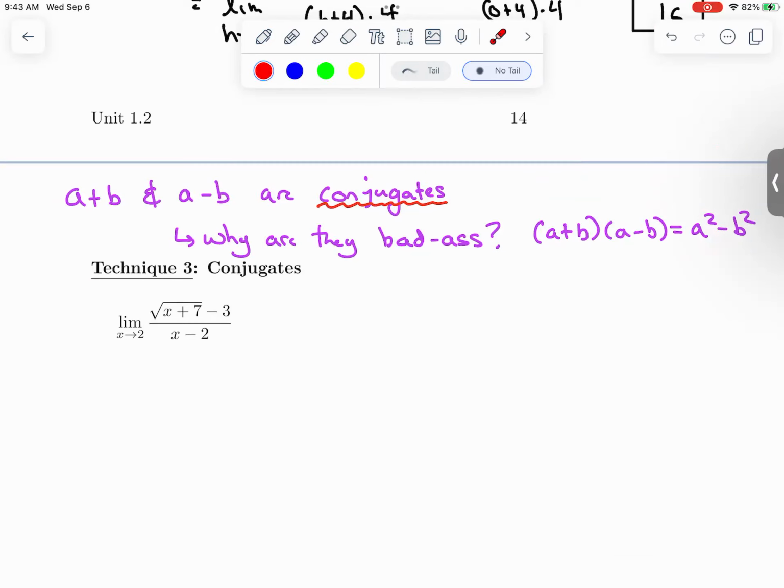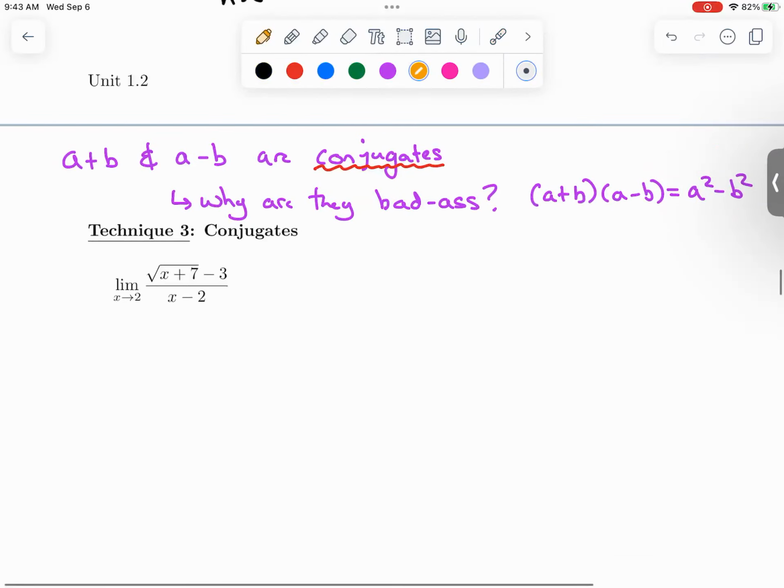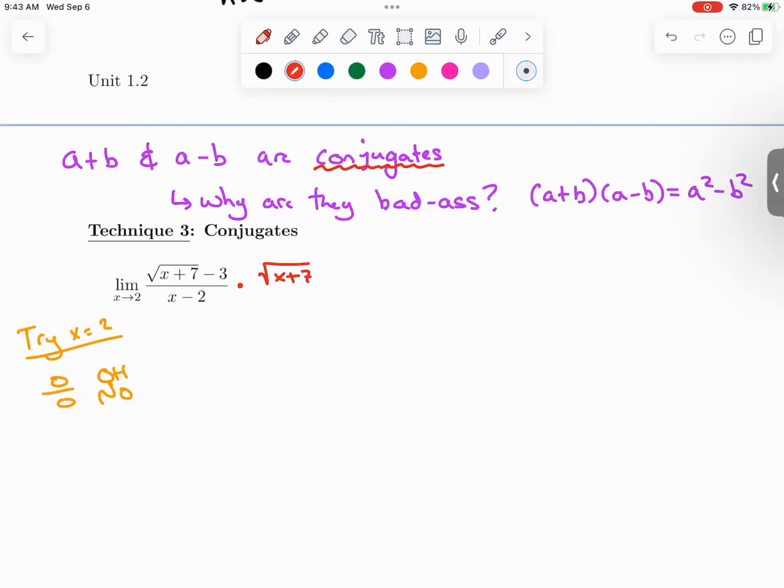So what we're going to do is we're going to first of all try x equals 2. But you're going to get 0 over 0. Oh no, it's broken. And then we're going to multiply by conjugates to try and get rid of this. So square root of x plus 7 plus 3 divided by the square root of x plus 7 plus 3.